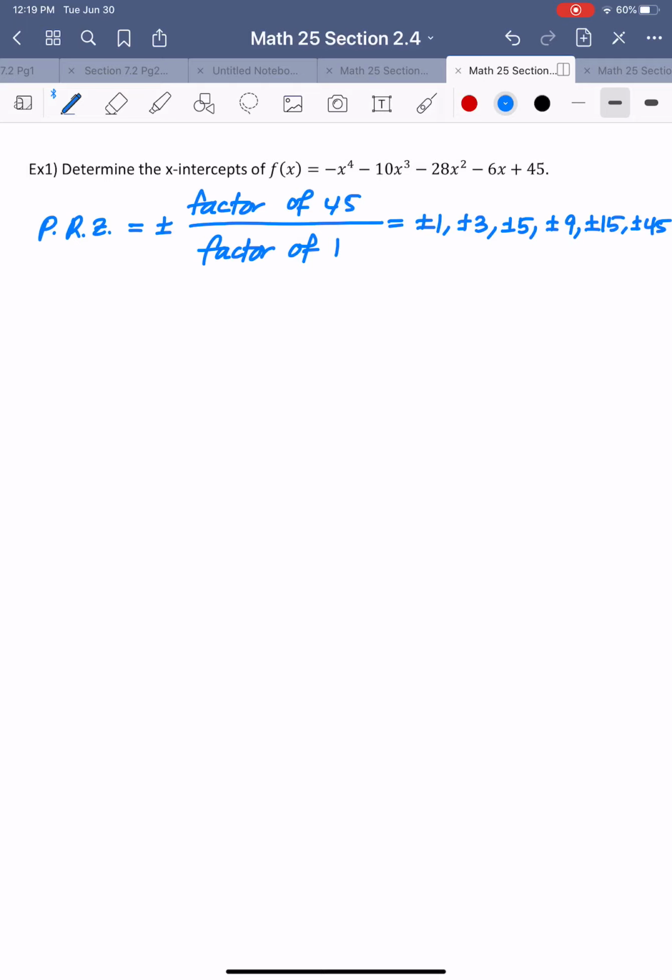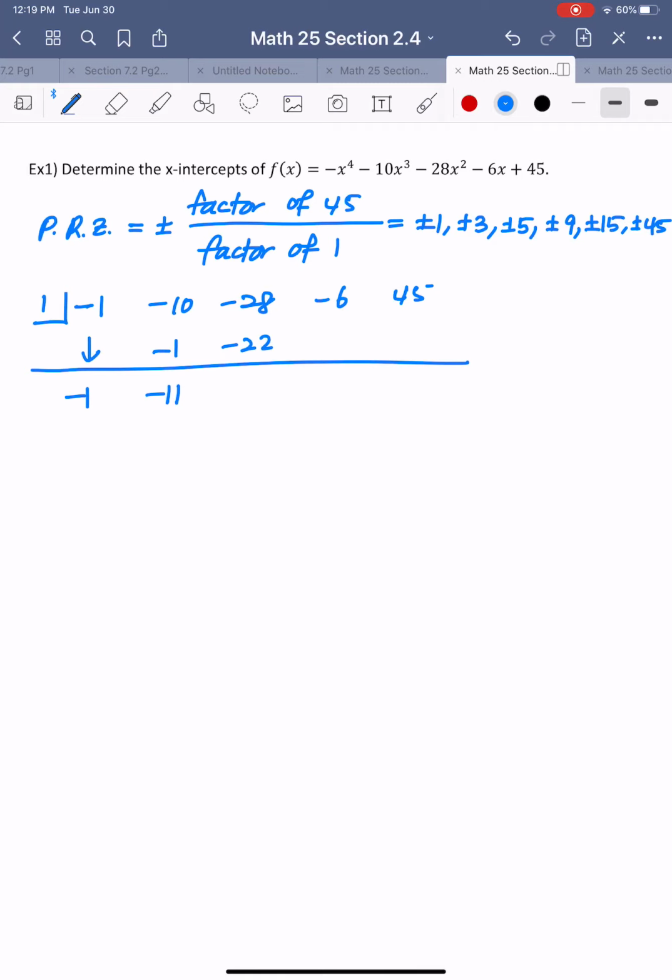Okay, starting with this, so synthetic division with negative 1, negative 10, negative 28, negative 6, and 45. We have at least one positive real zero for that case. Drop the negative 1, negative 1, negative 11, negative 22, negative 39, negative 39, negative 45, oh, negative 40. Oh, yeah, we got 0 already. So this is a zero. Now I have negative x cubed minus 11x squared minus 39x minus 45.